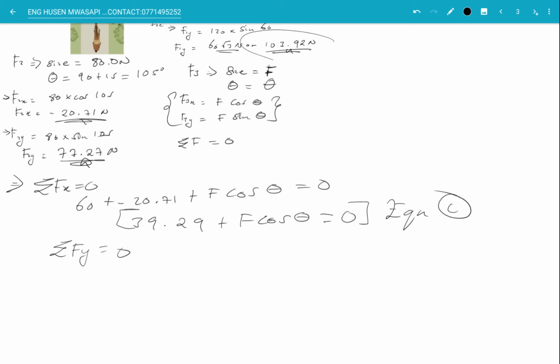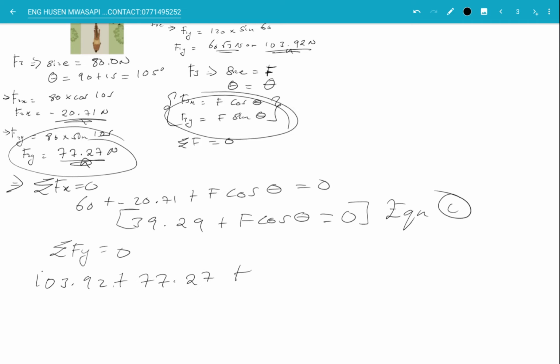The first sum of forces we have is that. So we're going to say, okay, 103.92 plus this one here, which is 77.27, plus this other one here, plus F sin theta, is equal to what? 0. So you can add this part here.